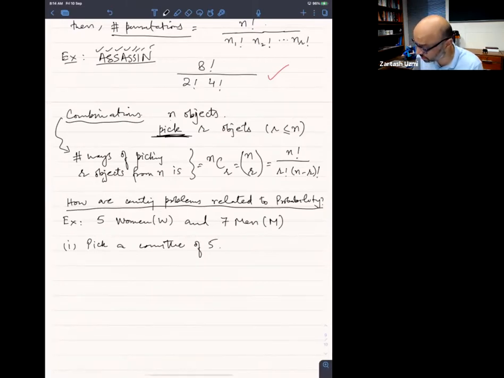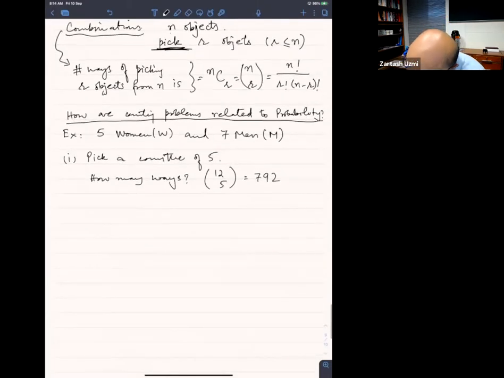How many ways? Answers in the chat window. 12 choose 5, 12C5. And this turns out to be 792: 12 factorial divided by 5 factorial divided by 7 factorial.